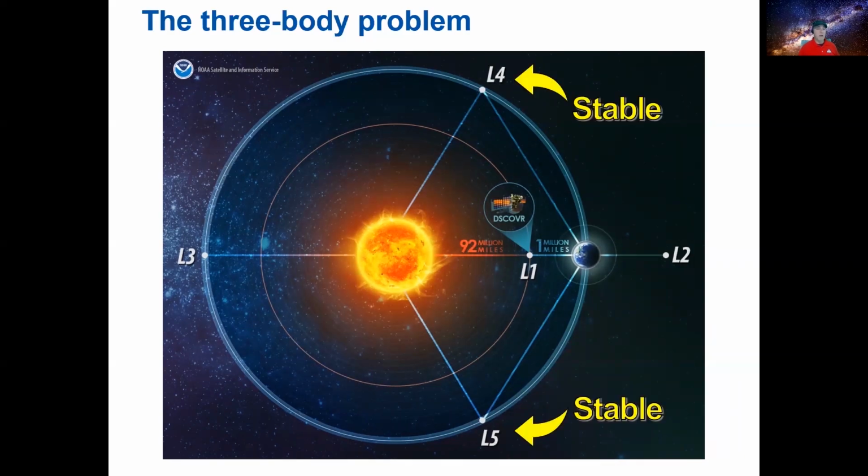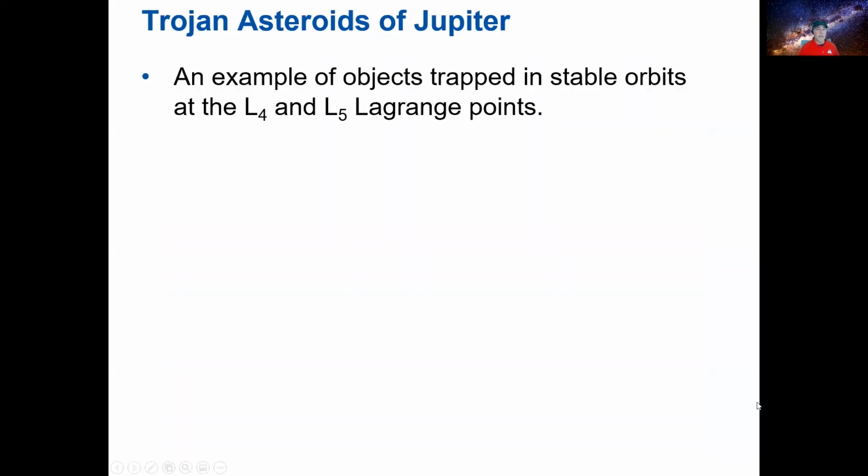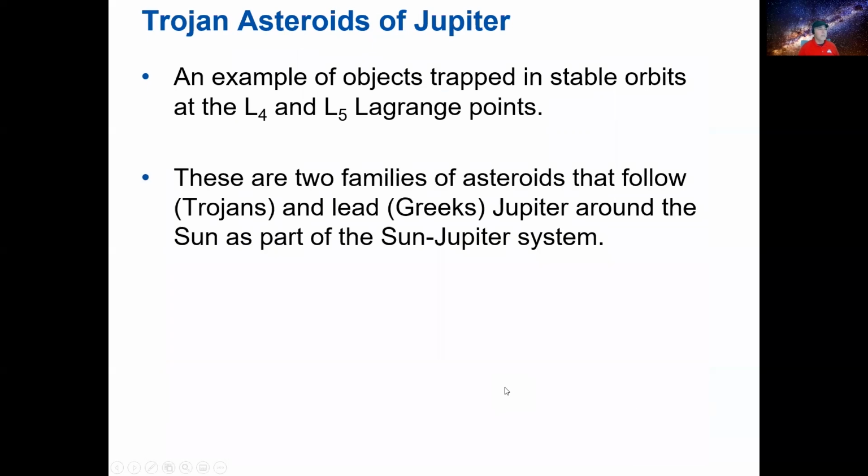L4 and L5 are stable and can have objects trapped in stable orbits on those locations. L1 through L3 are unstable, and objects at these points are easily nudged out of their orbits and drift away. The Trojan asteroids of Jupiter are examples of objects trapped in stable orbits at the L4 and L5 Lagrange points. These are two families of asteroids that follow and lead Jupiter around the Sun as part of the Sun-Jupiter system.